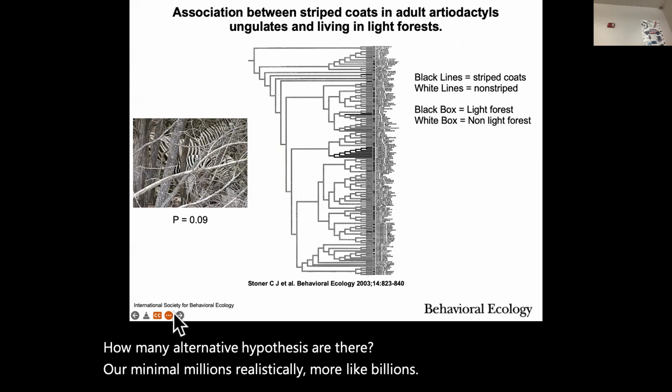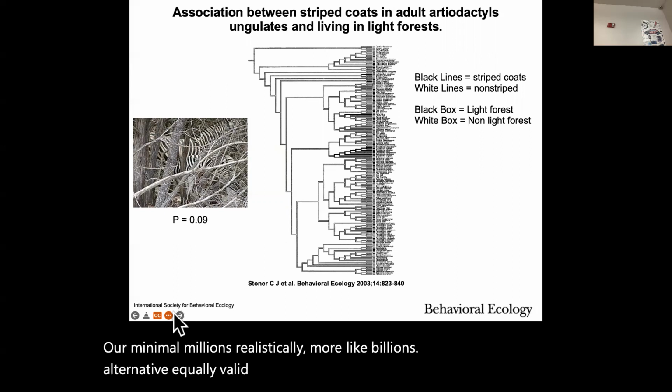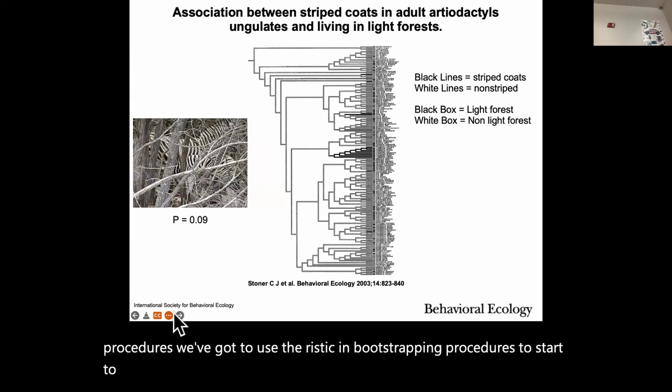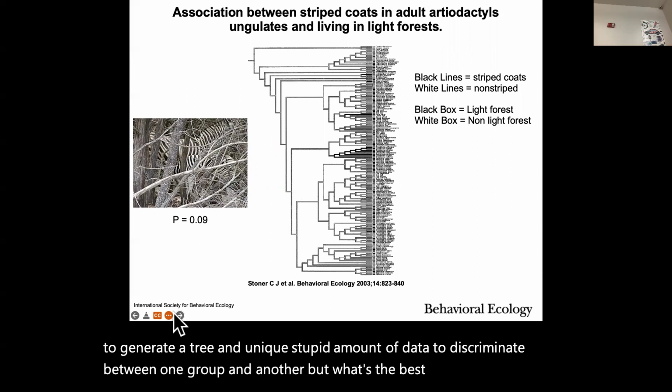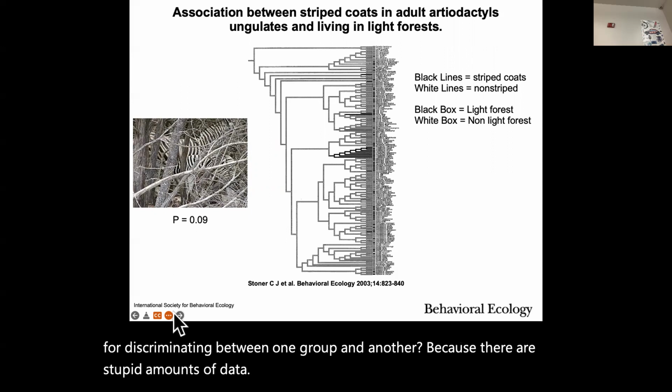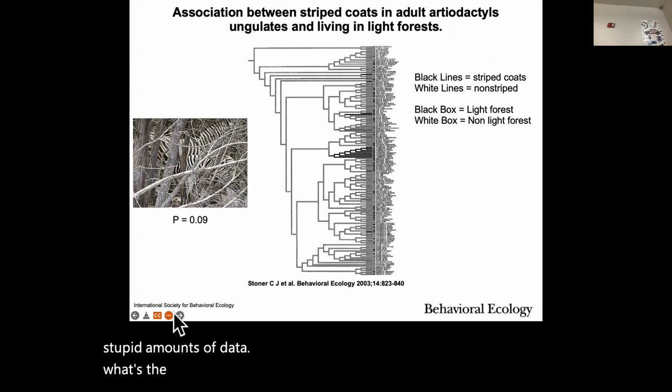Alternative, equally valid hypotheses. At this point, we can't even use standard procedures. We've got to use heuristic and bootstrapping procedures to start to generate a tree, and you need a stupid amount of data to discriminate between one group and another. Well, what's the best trait for discriminating between one group and another? Because there are stupid amounts of data. What's the most common trait? By a long shot.